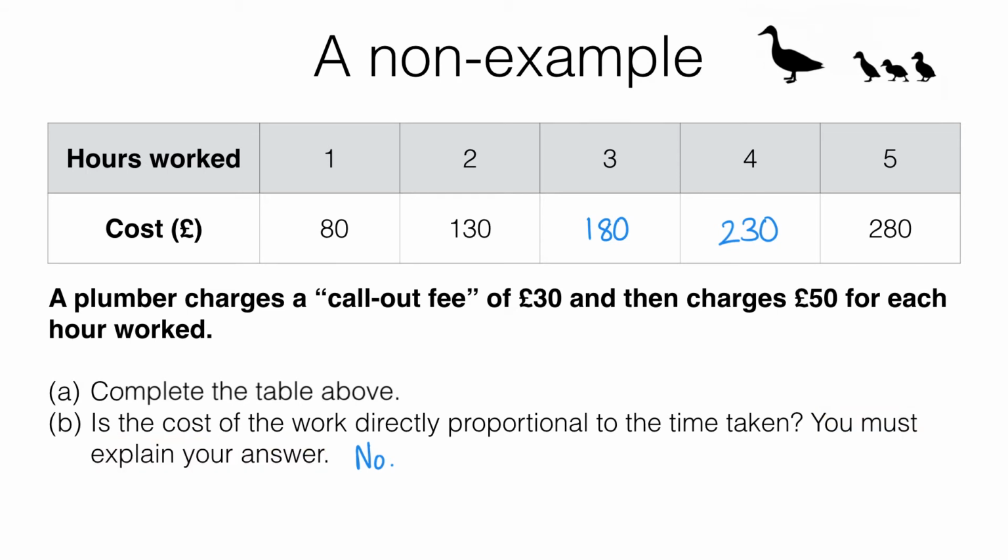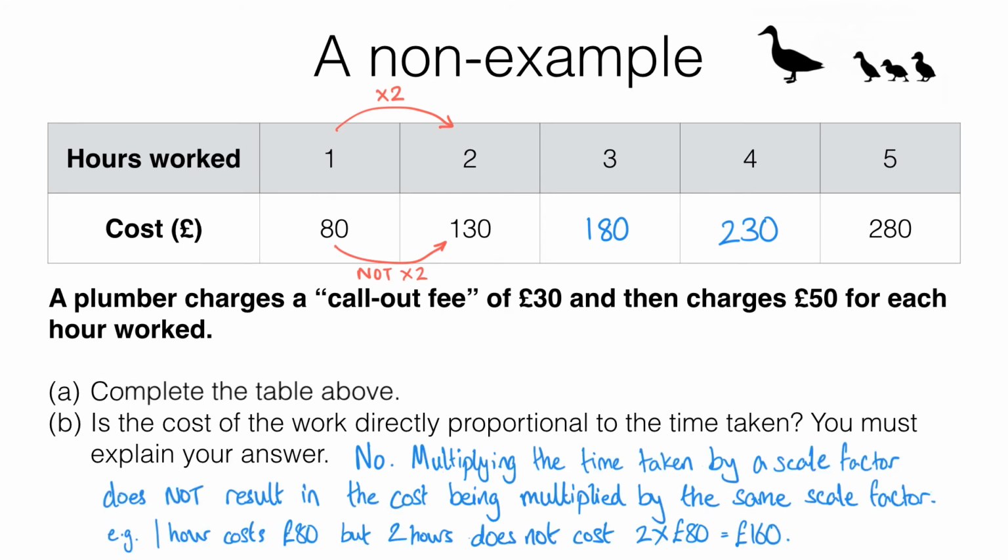Well, remember what we mean by direct proportion. It means that if you multiply one quantity by a particular scale factor, then you must multiply the other quantity by the same scale factor. So, for example, if you compare the cost for 1 hour and for 2 hours, you'll see that you are multiplying the hours worked by a scale factor of 2, but you are not multiplying the cost by a scale factor of 2. And that's enough to show that this is not directly proportional. Here's how I would write the answer.